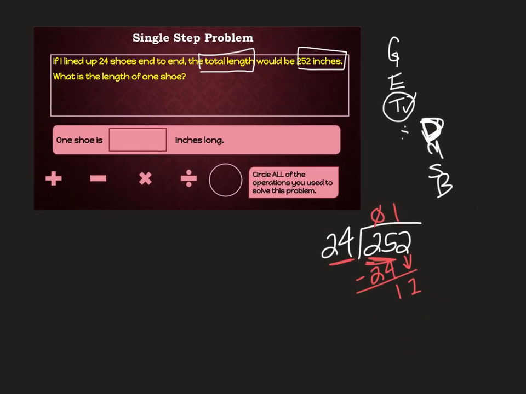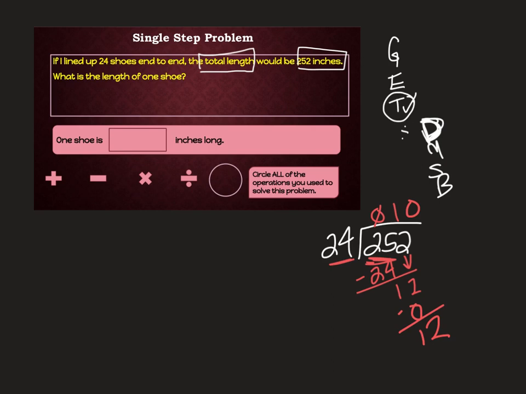How many groups of 24 are in 12? Well, that doesn't make any sense. I would say 0, right? Because there are 0 groups of 24 in 12, and 0 times 24 is 0. So if I subtract, that gives me 12 again. Okay, so I have a remainder of 12 here. 10, remainder 12.